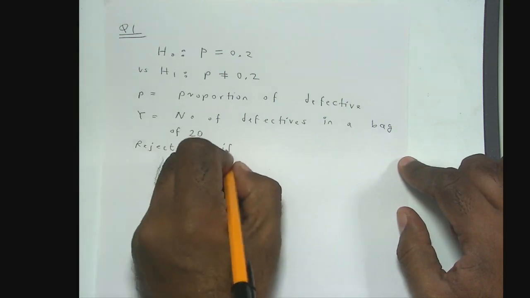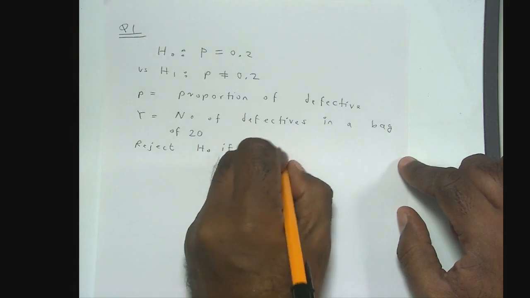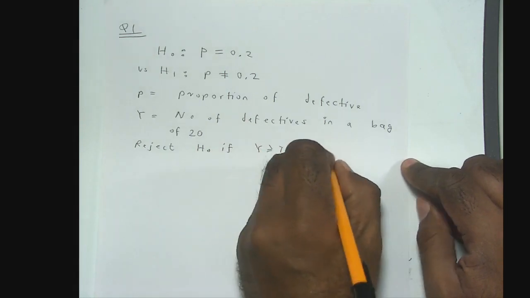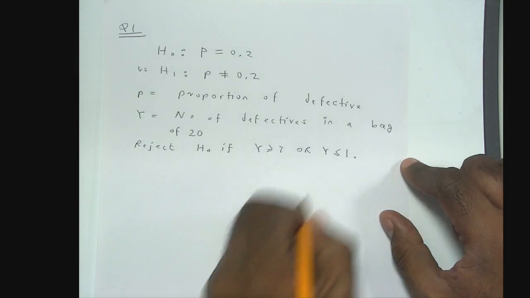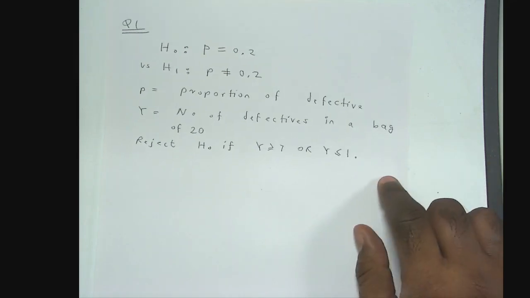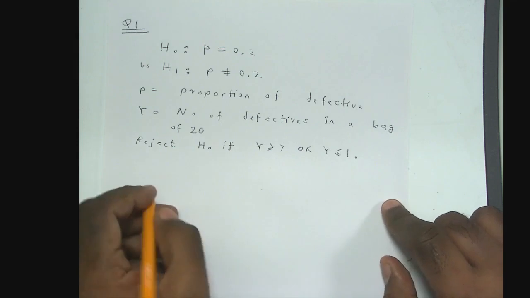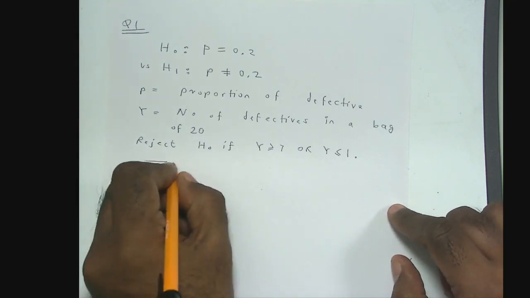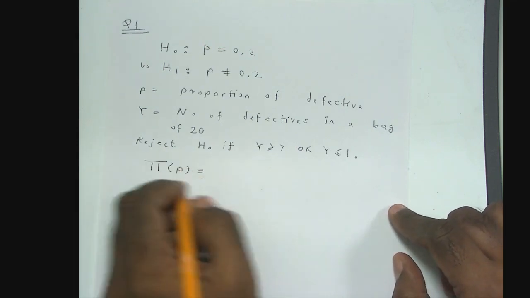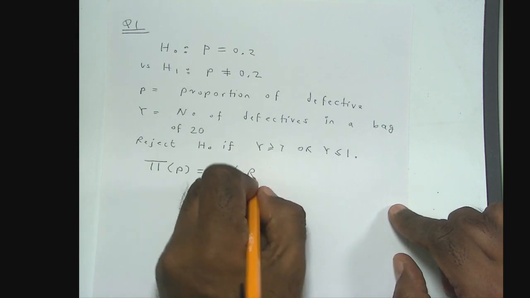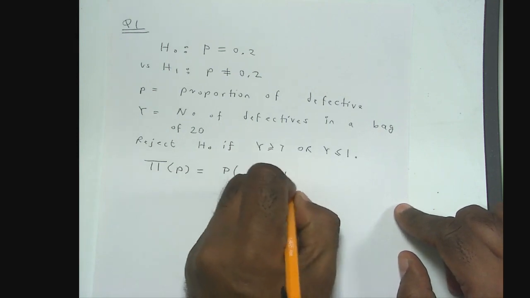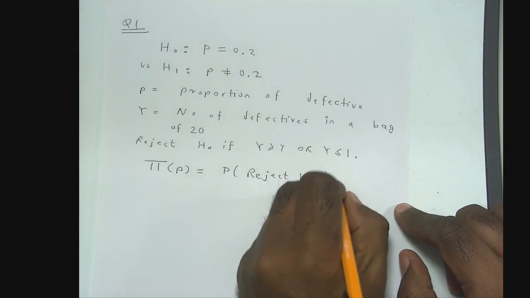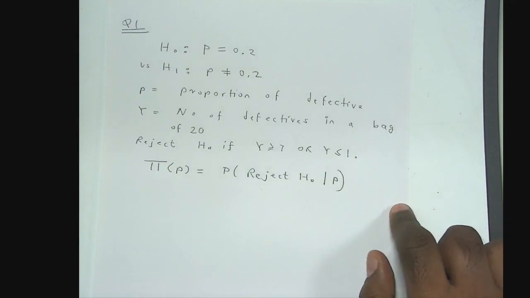if Y is greater than or equal to 7 or less than or equal to 1. Right, this is what you're told, and the question is to find the power function for P. Now remember, guys, the power function is defined as the probability of rejecting H0 given the value for P. We are doing question 1, guys. If you came late, we are doing question 1.